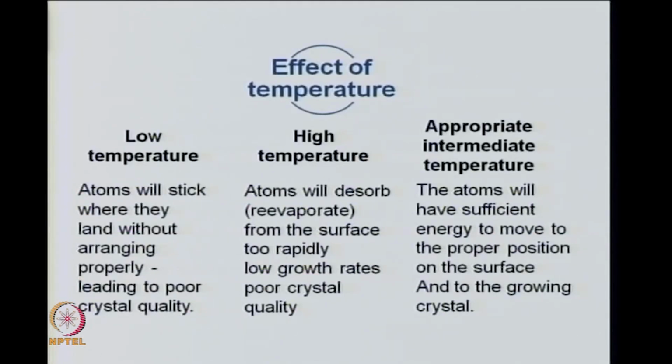Now, this desorption and adsorption depends on the temperature. So, there is an important effect of temperature on the adsorption and desorption in the MBE process. At low temperature you will have atoms which will stick where they land without rearranging, and that would lead to poor crystal quality. If you have high temperature, then atoms will adsorb and desorb very fast. So, they will re-evaporate from the surface too rapidly, and the growth rates will be very small, again leading to poor crystal quality. So, you have to optimize between a low temperature and a high temperature.